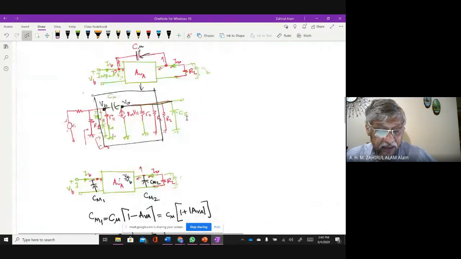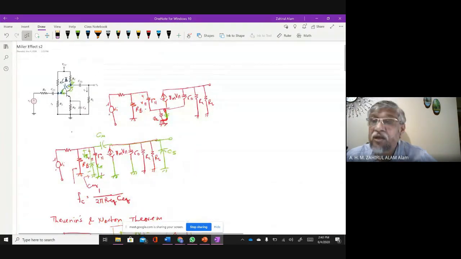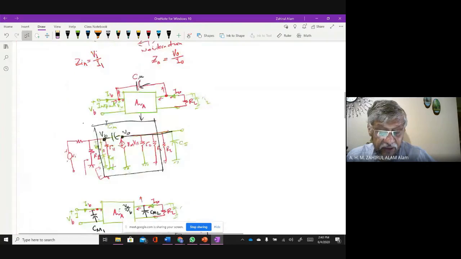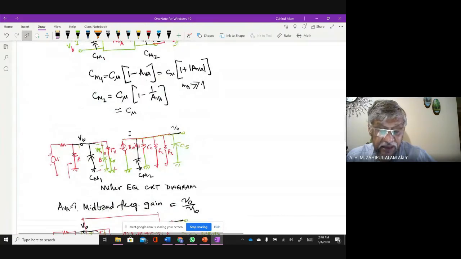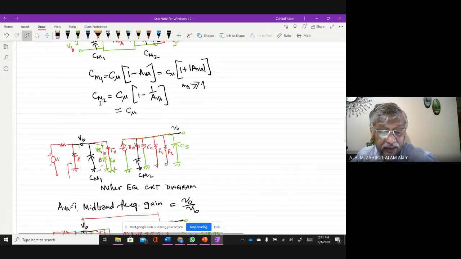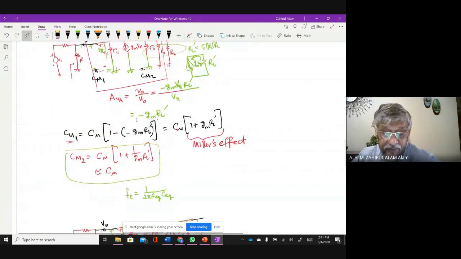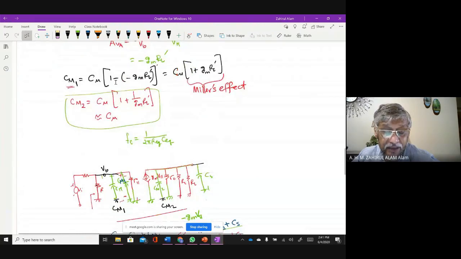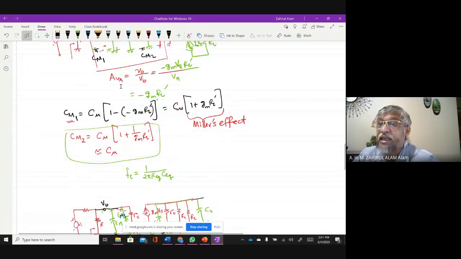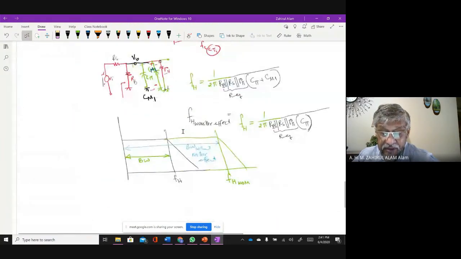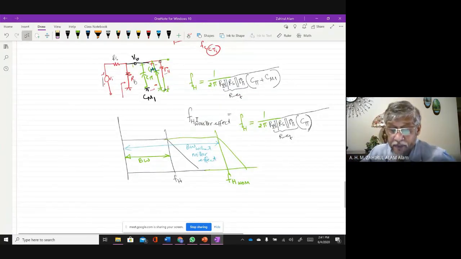Now for this Miller's theorem, what you need to do is draw from this diagram the Miller equivalent circuit. Then you need to calculate CM1 and CM2. And in order to calculate CM1 and CM2, you need to calculate AVA. After that, you can check my midterm answer, then you can understand.